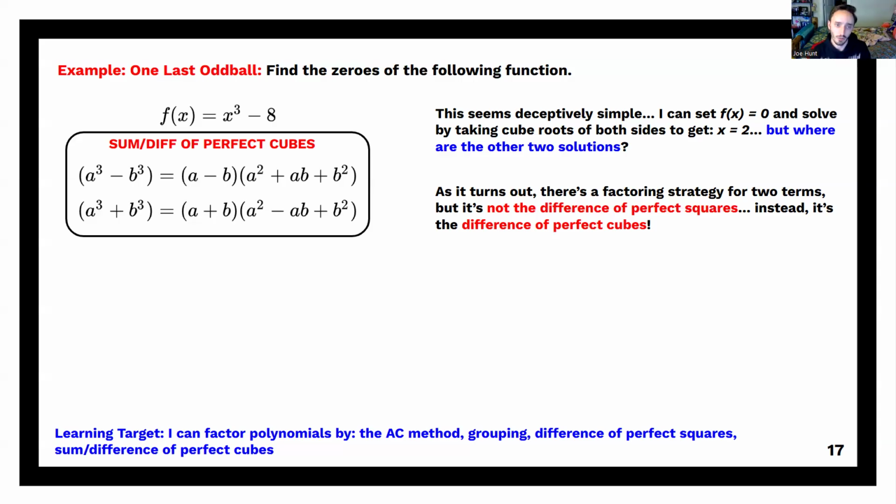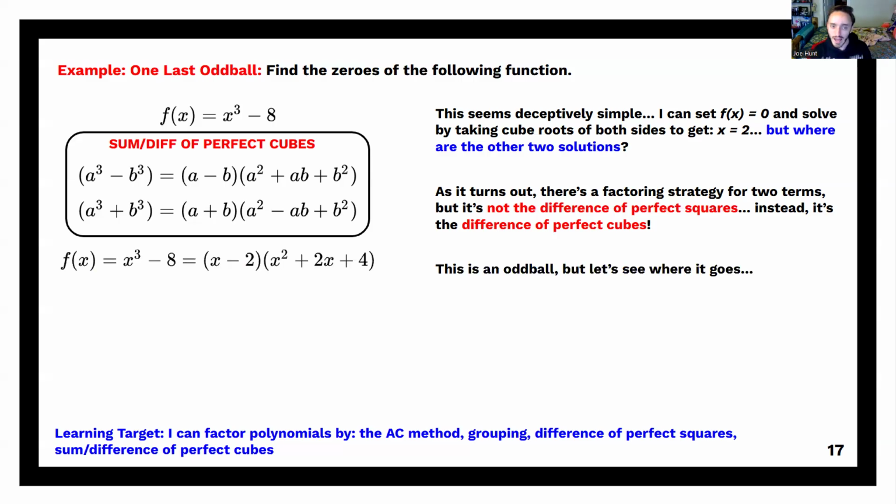If I see x to the third minus 8, I know x to the third is x times x times x. If I see 8, it's 2 times 2 times 2. So I'm going to use that difference of perfect cubes formula. And everywhere I see an a, I'm going to write x. Everywhere I see b, I'm going to write 2. So you'll notice that I get this factorization, x minus 2 times x squared plus 2x plus 4.